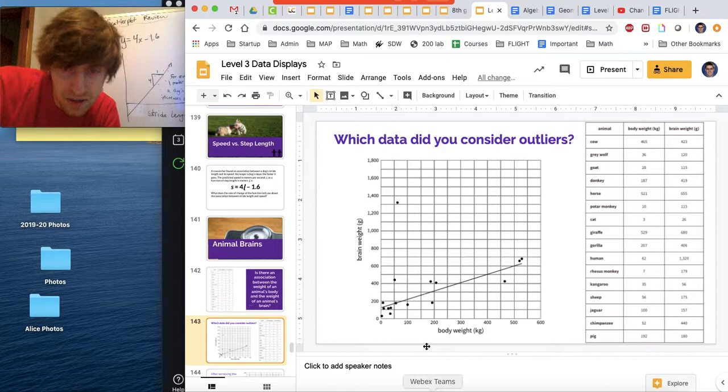Big shocker. This one over here kind of looks like an outlier too. What is this animal? That's like barely above 50. Oh, is it a sheep? No, it's not a sheep. Oh, it's a chimpanzee. Another fellow member of the primate family has a big brain. That's interesting.